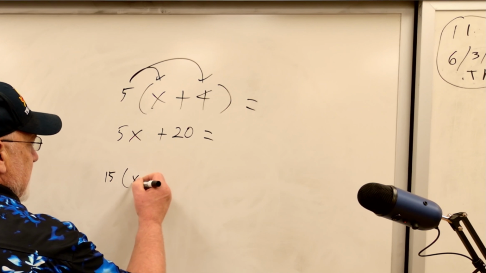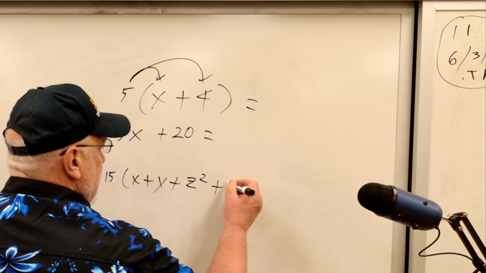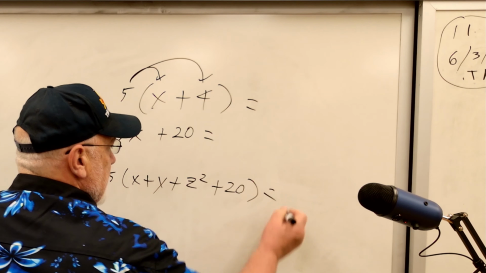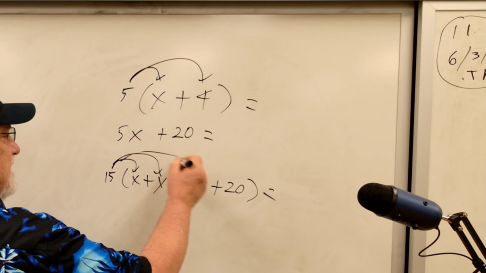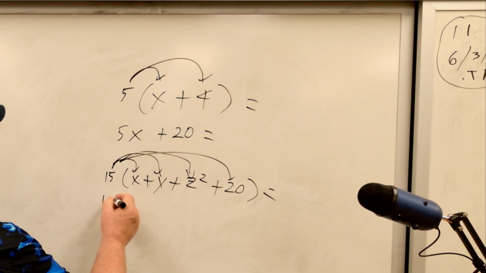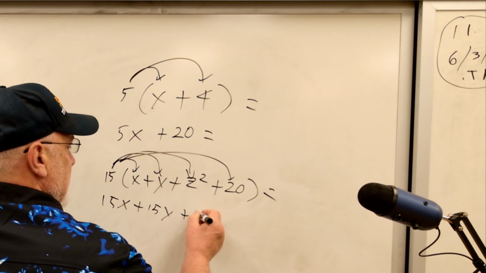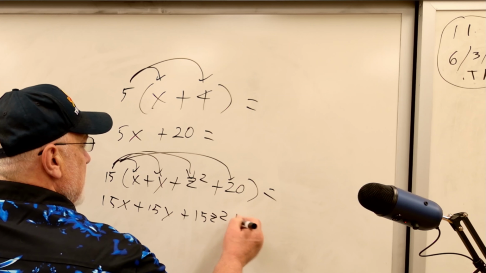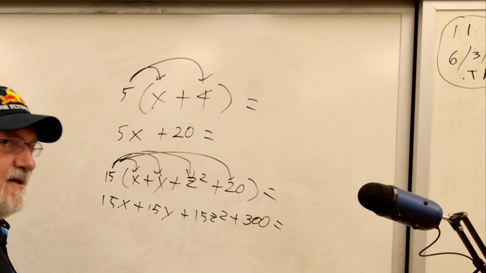15 times x plus y plus z squared plus 20 equals something. So you still have to distribute the 15 for everything on the inside of the parentheses. That's just how it works. 15x plus 15y plus 15z squared plus, what is that, 300? I think it's 300. If it's not, you can correct me.